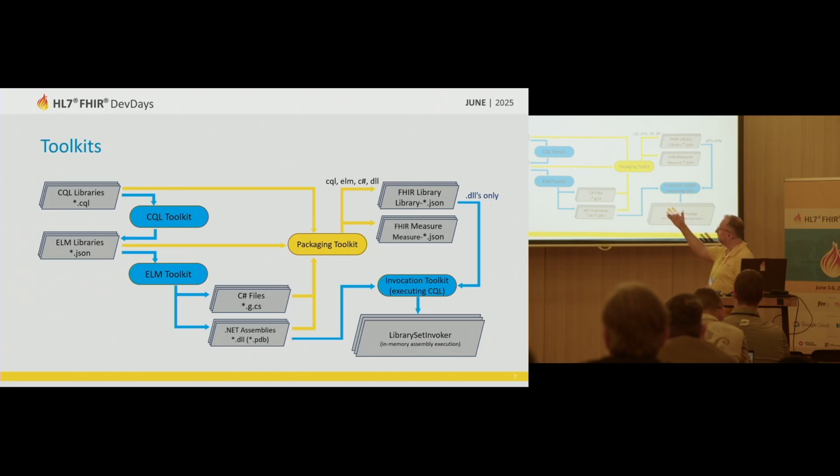So as I mentioned, we've got the CQL toolkit that takes all the CQL files, converts to ELM libraries. Then the ELM toolkit takes those ELM libraries and generates C# files, which we can step through, which I will also show if you want to debug the .NET assemblies. And then the packaging tool is to take all those artifacts and put it in the FHIR library and FHIR measures. And then we have the Invocation Toolkit, which is new, if you want to execute this. It can extract the DLLs from the FHIR libraries, or you just pass in the DLLs directly. And then there is a little API around that for you to say which definitions you want to execute.